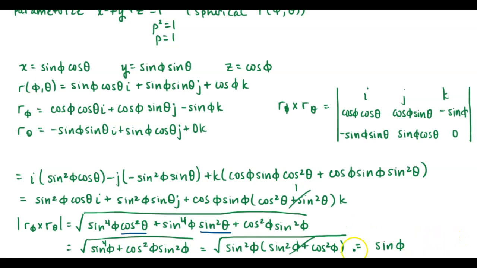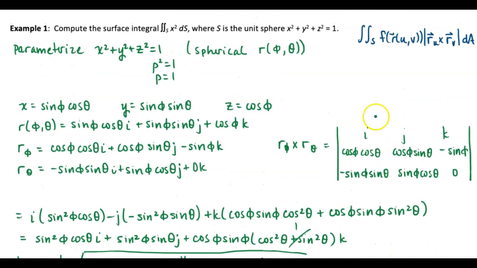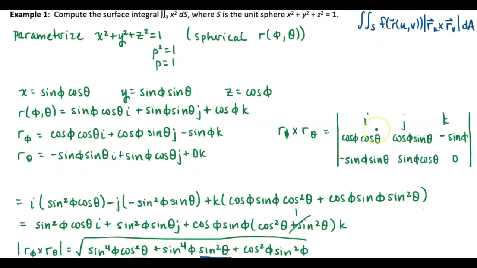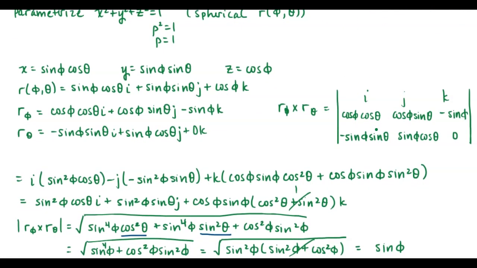And so this is the magnitude of the cross product of these two partial derivatives. This all boiled down to sine of phi. And please feel free to use this idea: if we want to take the cross product of the partial derivatives of the sphere, when we're talking about the parametrization of this sphere, this is just going to boil down to the sine of phi.